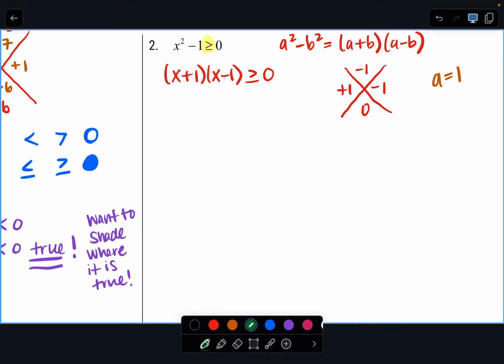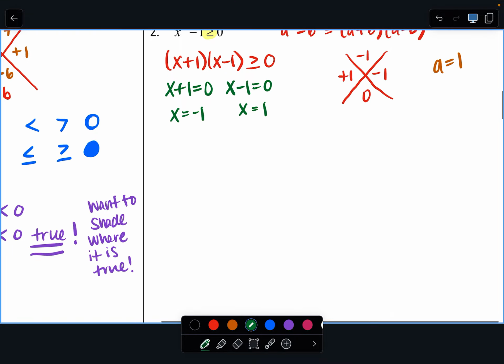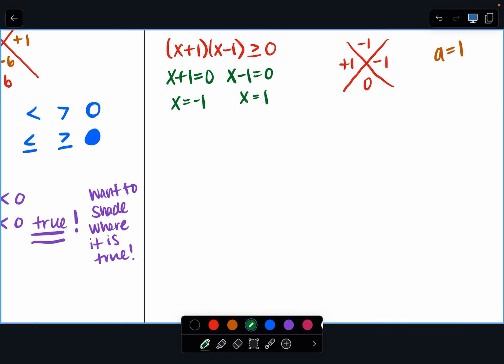I'm going to take both factors and set them equal to 0. So I'm going to get x equals -1 and x equals +1. On the test itself, I know some of us will get to a point where we can see these and know where the shading is going to be. One of the test directions says to include your number line, so you have to draw out your number line.